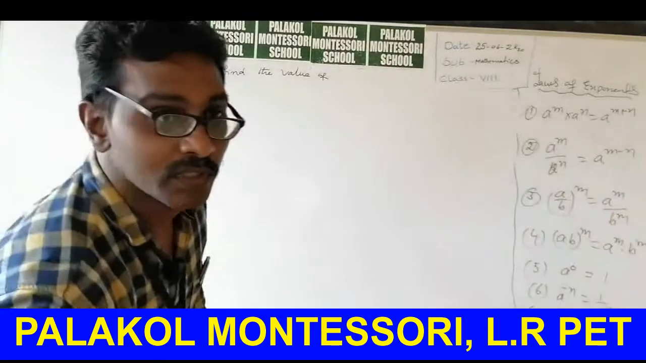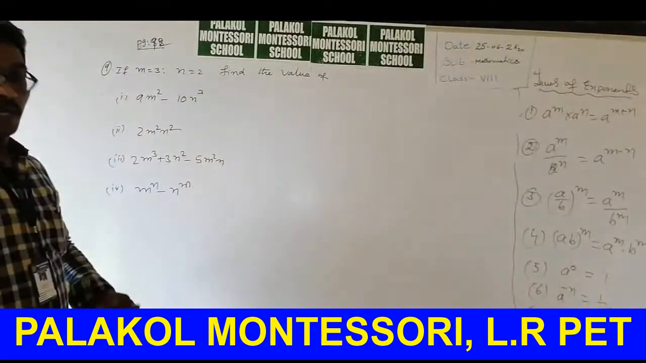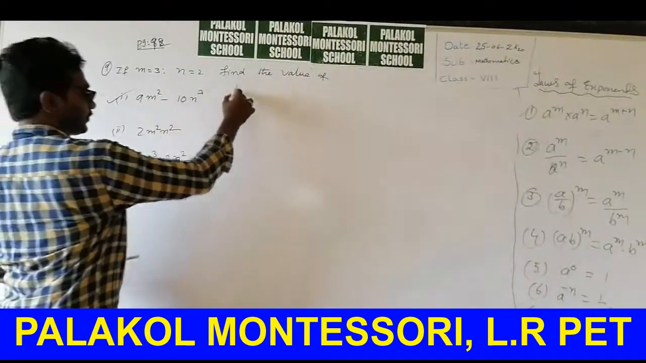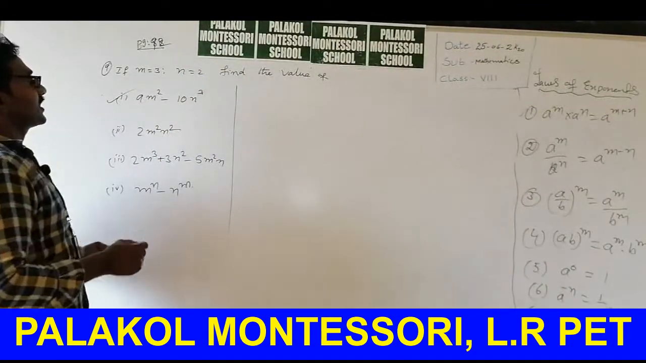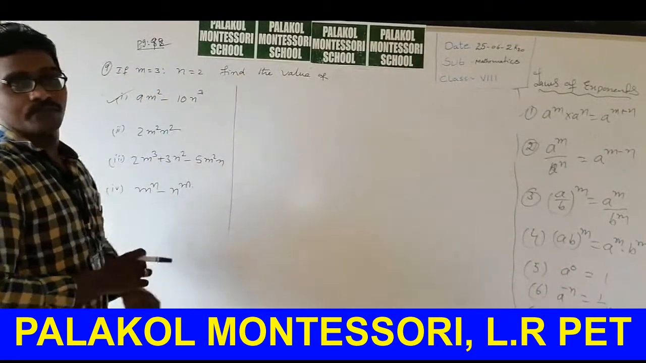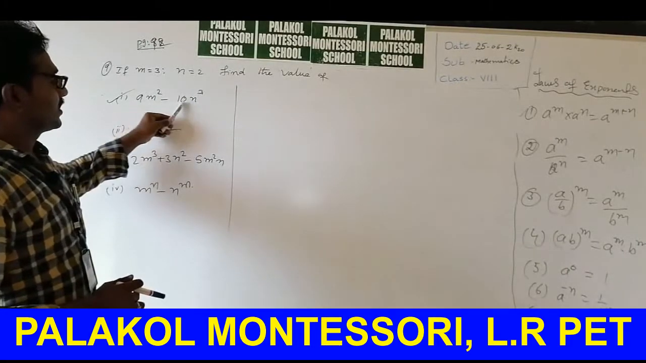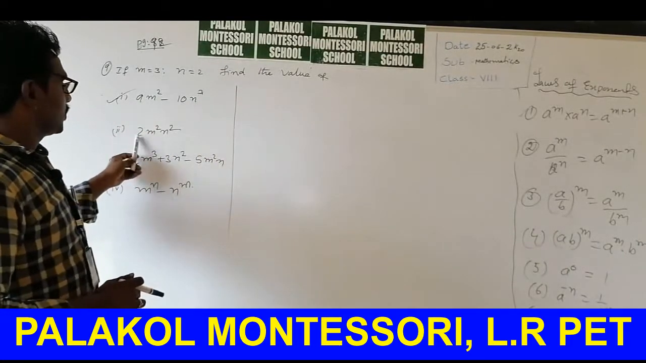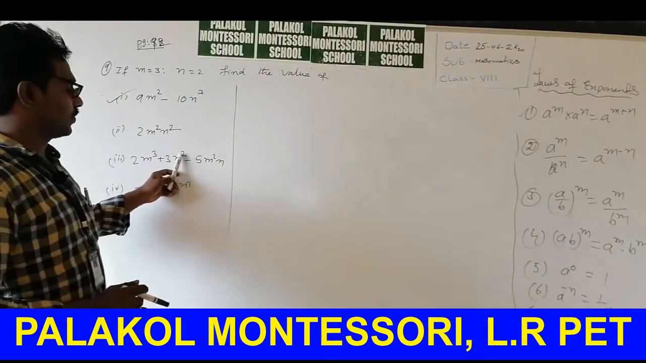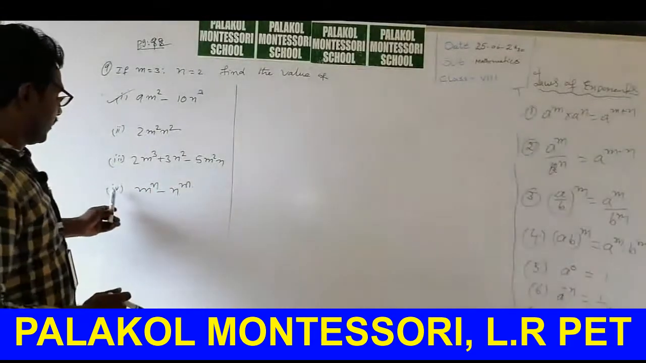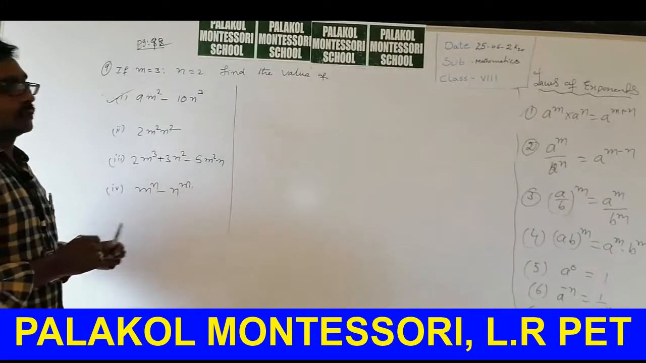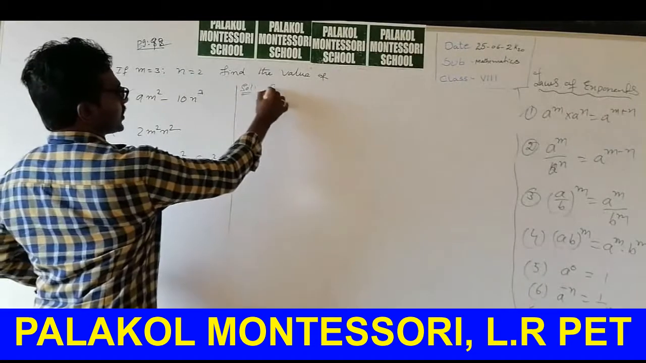Guys, I will do four sums in this question. I do some sums, and the remaining sums are homework. First question, I do it. First you study the question. If m value is 3, n value is 2, find the values of 9m square minus 10n cube. Second one, 2m square n square. Third one, 2m cube plus 3n square minus 5m square n. Fourth one, m power of n minus n power of m. These values you find out. Given, now I do the solution.